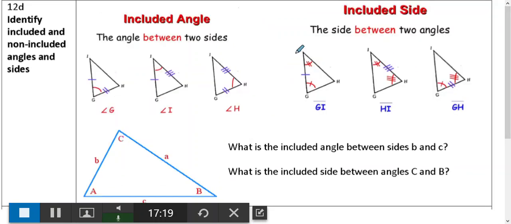Okay, we're going to move on to topic 12D, which is where we talk about included angles. Included angles and included sides really just mean that they are angles or sides that are between the others. So included angles are between two sides, and included sides are between two angles. You can see the diagrams that you have on your page and on the screen here what we mean. We have a side, and in the middle of it is an included angle. We have an angle, and in the middle of it is an included side.